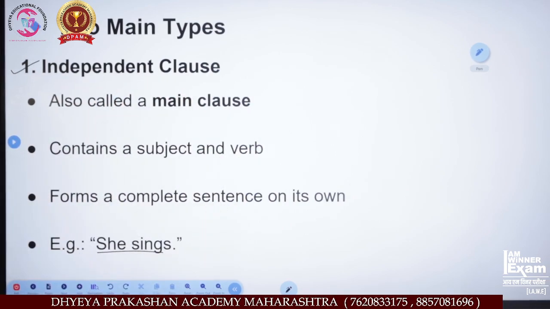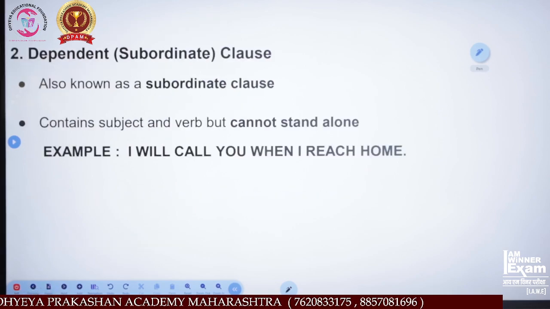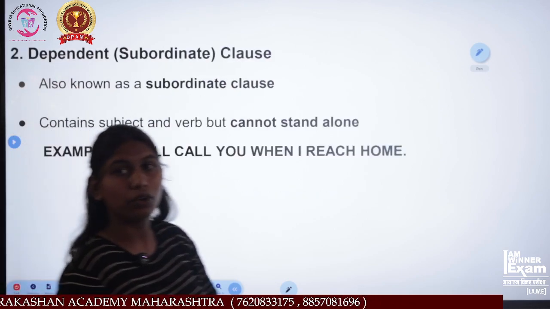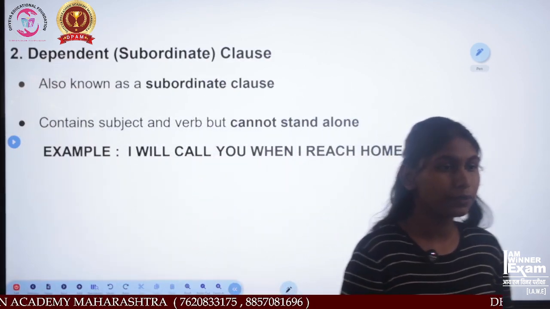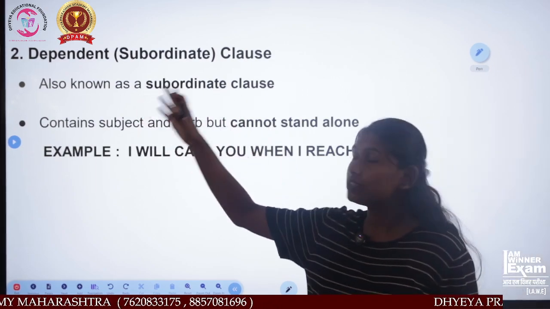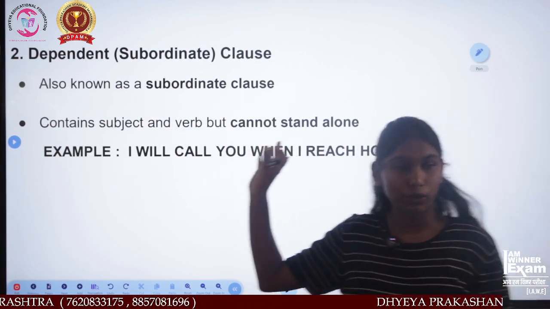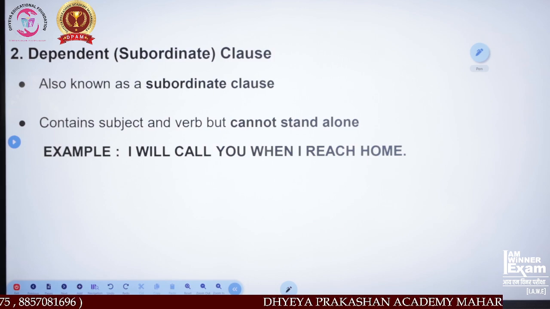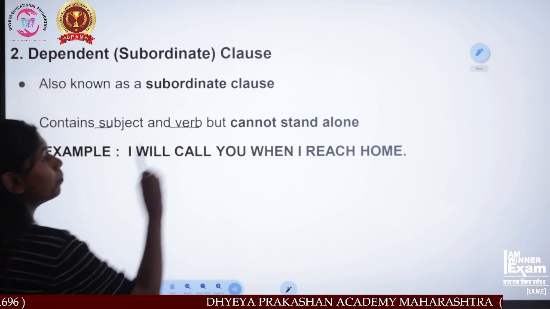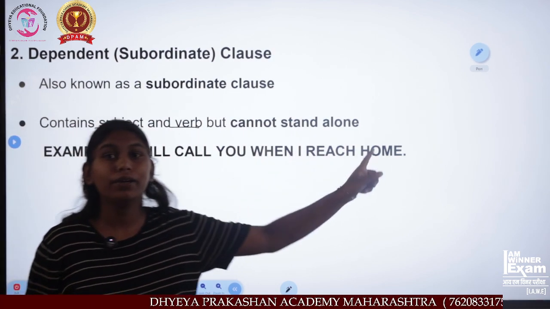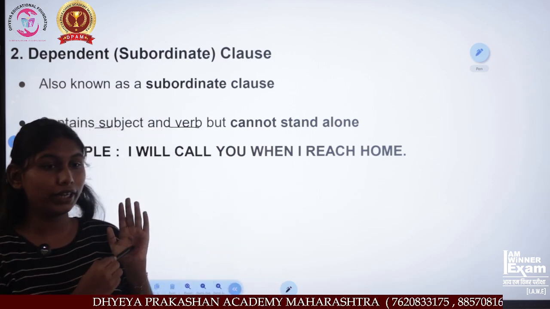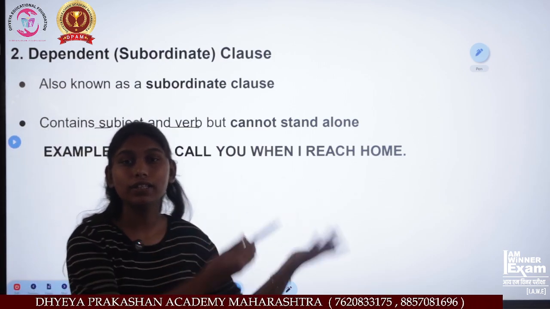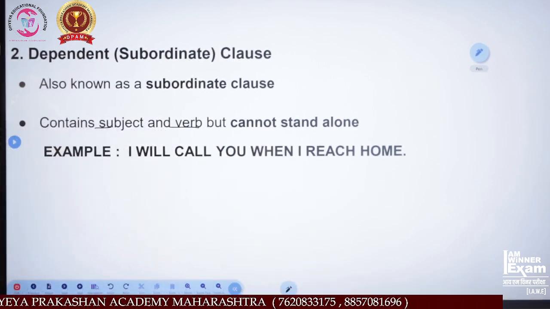The next is the dependent clause, or subordinate clause. This clause contains a subject and a verb but cannot stand alone. It is not independent, it needs another sentence.